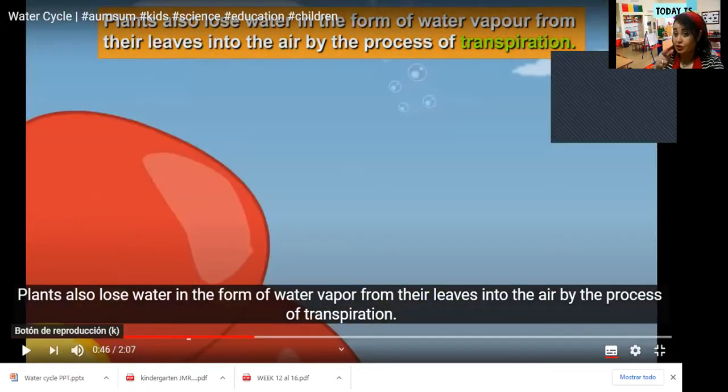Transpiration. Did you know that the plants also lose water? ¿Sabían que las plantas también pierden agua? Yes, by the process of transpiration. Well, you know, the water vapor from their leaves goes into the air in the process of transpiration.